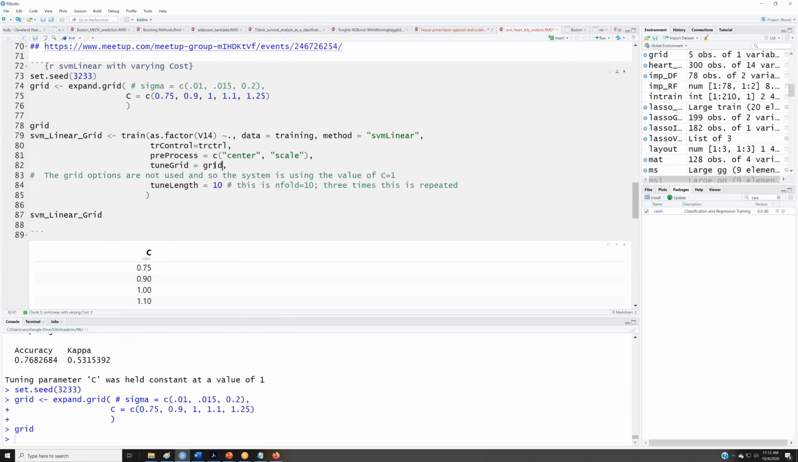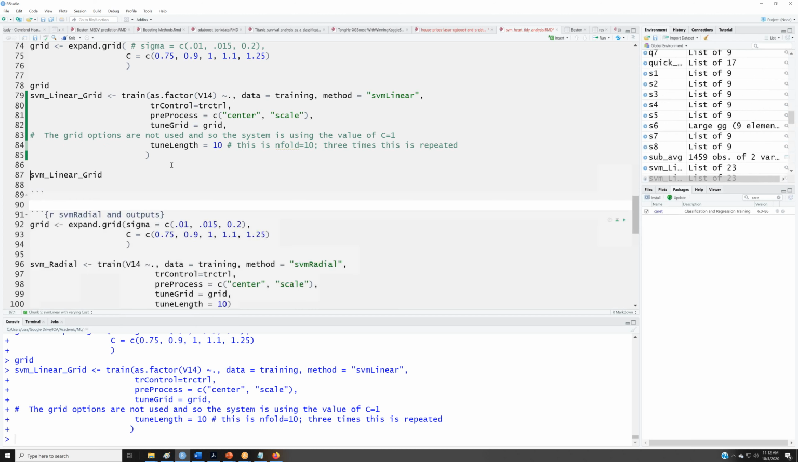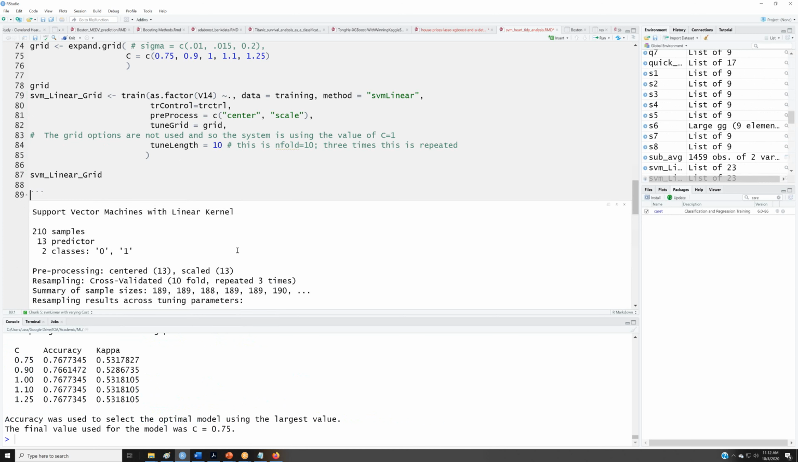And now I'm going to run it over the tune grid. It's running. It will take a little bit more time because it is working on the various values of C. And it is done. So here is the answer. Based on that, which one will you consider? One is 0.767735. 0.75 is also the same thing. The rest of them are also the same thing.